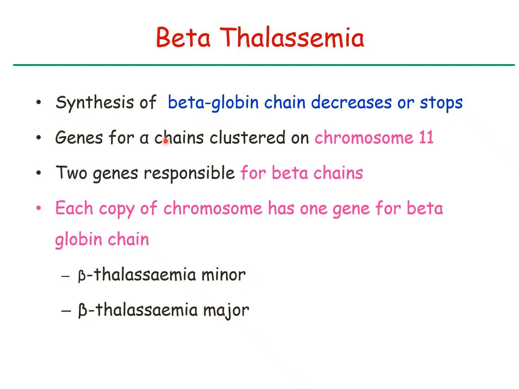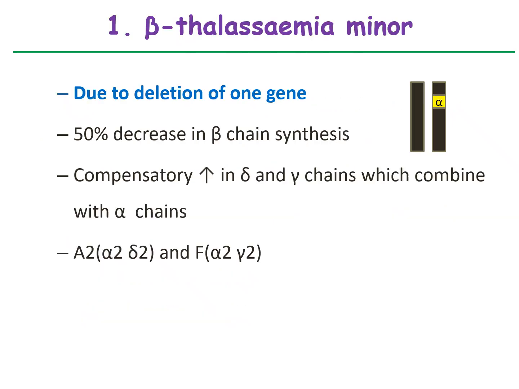Next, beta thalassemia: synthesis of beta globin chain decreases or stops. On chromosome 11, two genes are responsible for beta chains. They are divided into two types. One is beta thalassemia minor, another one is major.